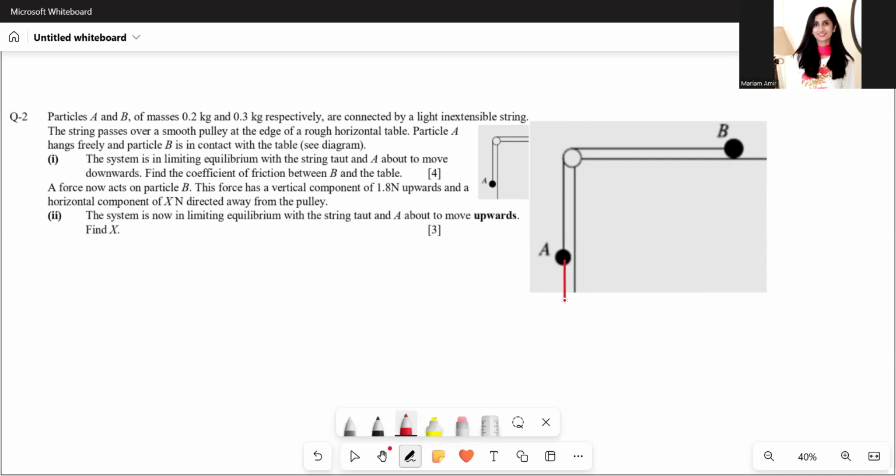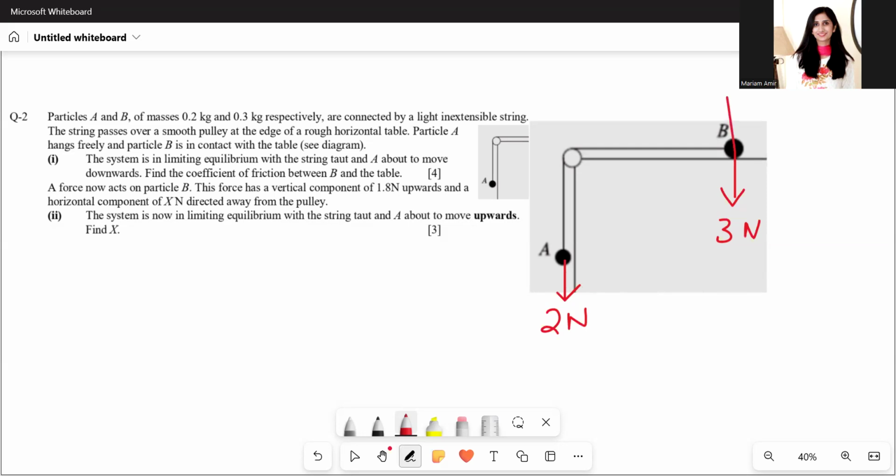So on A, there's a downward force of mg, which is going to be 2 newtons. And on B, there's going to be a downward force of weight, which is mg, which will be 3 newtons. The string passes over a smooth pulley at the edge of a rough horizontal table. Particle A hangs freely and particle B is in contact with the table.